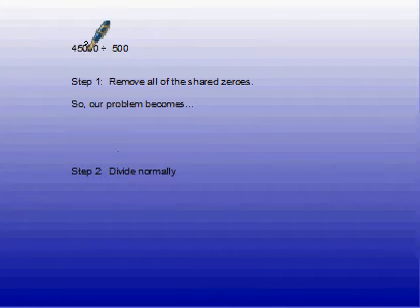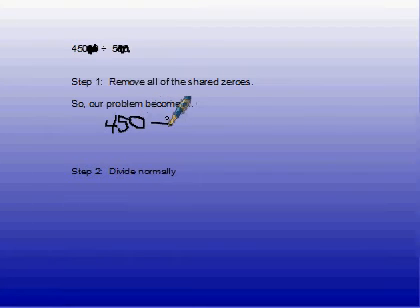When I take 45,000 divided by 500, number one, I'm going to remove all of the shared zeros. If I've got 2 zeros over here and 3 zeros over here, I can only get rid of 2 zeros on both sides. So now my problem is 450 divided by 5.